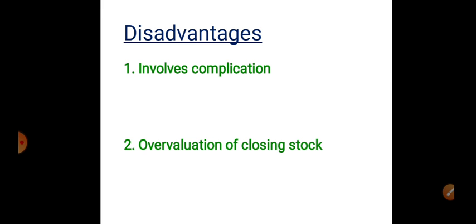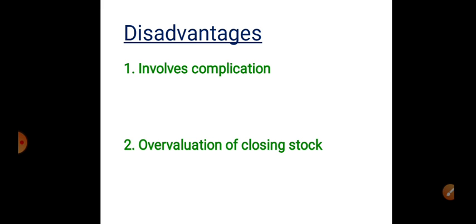Next, overvaluation of closing stock. The closing stock is overvalued. How? Under closing stock we should not add the profit, right? But it includes the profit, so it is an overvaluation of the closing stock. By calculating, we have to take the profit percentage out of the closing stock, then we get the exact closing stock. Closing stock of work in progress and finished goods includes unrealized profits.